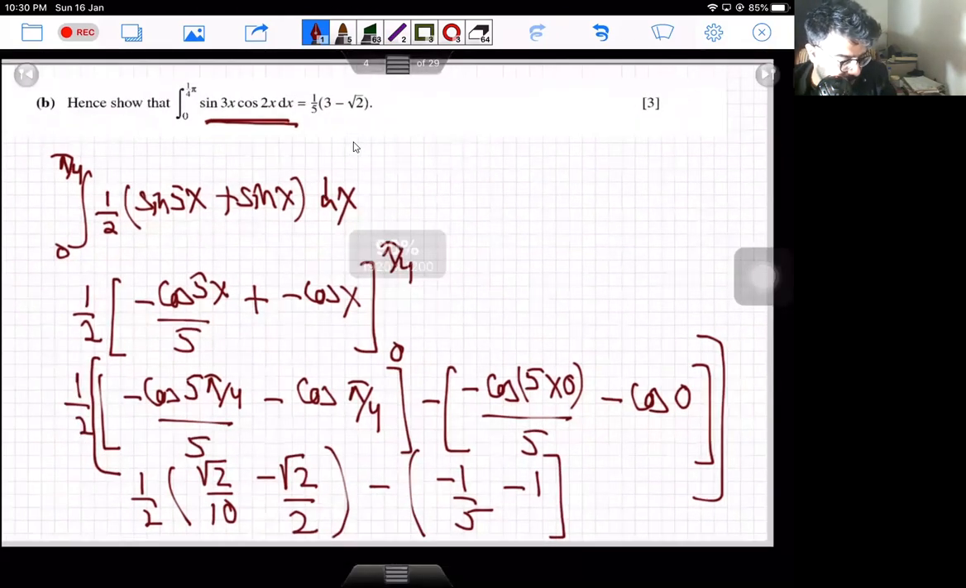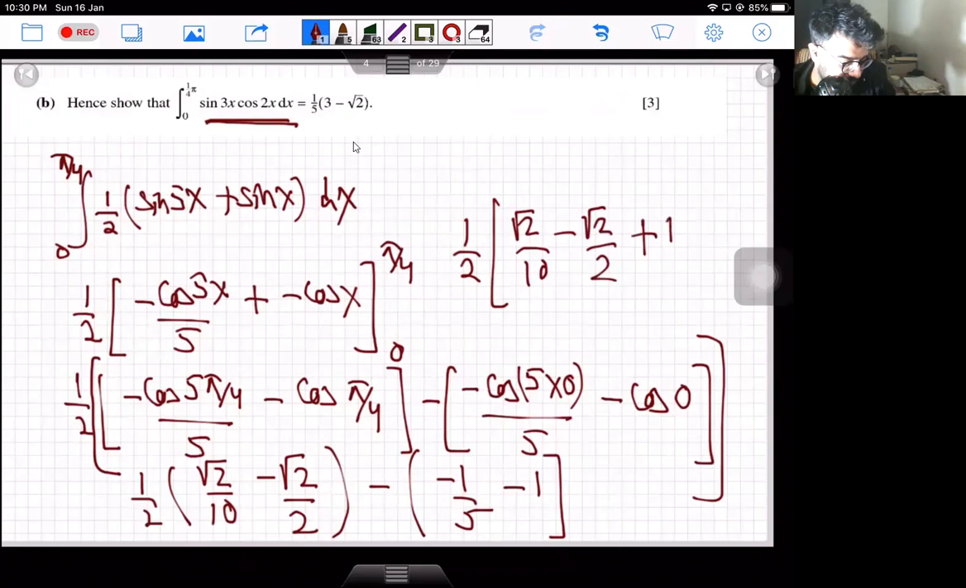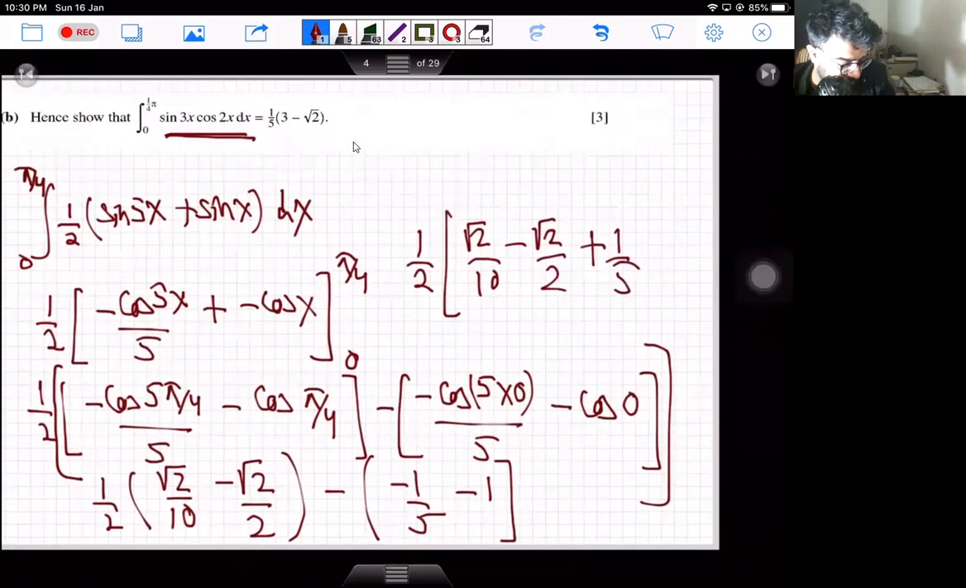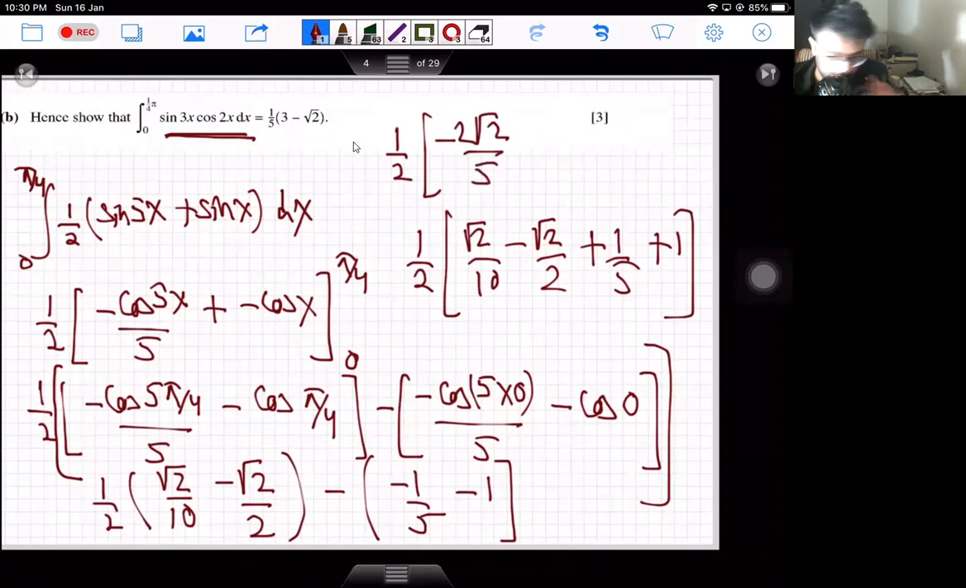So 1 over 2 is a constant term, and then what you have is under root 2 over 10 minus under root 2 over 2, then positive 1 over 5, and then positive 1. So under root 2 over 10 minus under root 2 over 2 is minus 2 root 2 over 5. So 1 over 2 as a constant term outside, minus 2 root 2 over 5, and then 1 over 5, and then plus 1. This is 6 over 5.